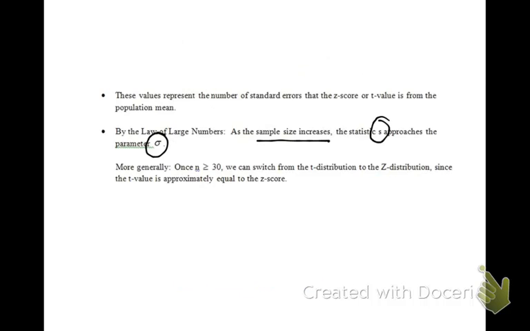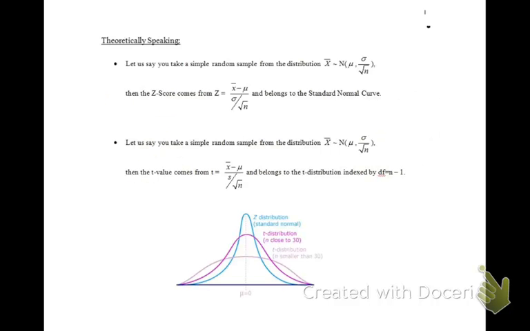Now, saying as the sample size increases isn't very specific. How much does it have to increase by? Well, generally the rule is once the sample size increases to the number 30, you can switch from the t-distribution to the z-distribution. On here, we're saying that once n is close to 30, the t-distribution and the z-distribution will basically look like the same curve. They'll give back the same probabilities just about.